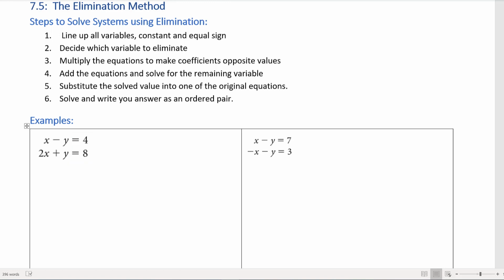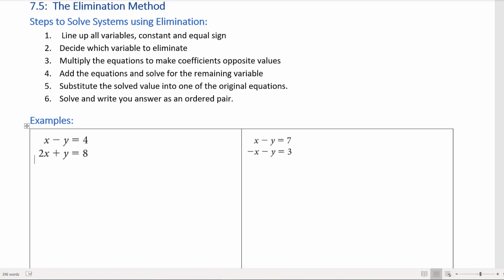Step 2, decide which variable to eliminate. You're either going to eliminate the x variables or the y variable so that we only have one variable to solve for. Step 3 says multiply the equations to make the coefficients opposite values. So in order for something to add to 0, one needs to be a positive number and the other one has to be the equal but opposite negative number. And we'll show you how to do that.